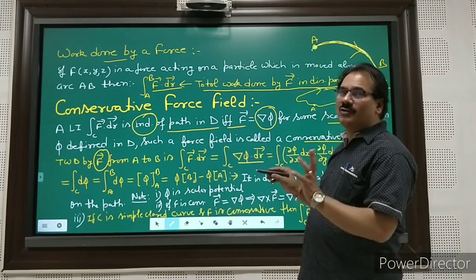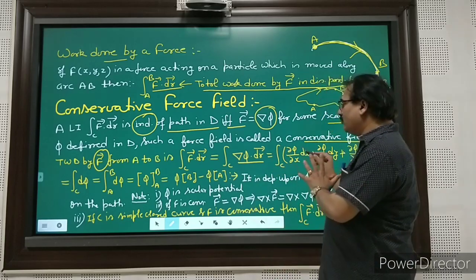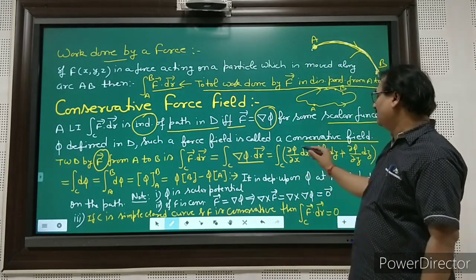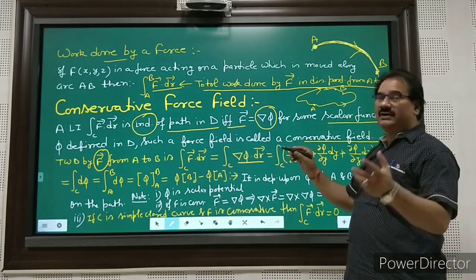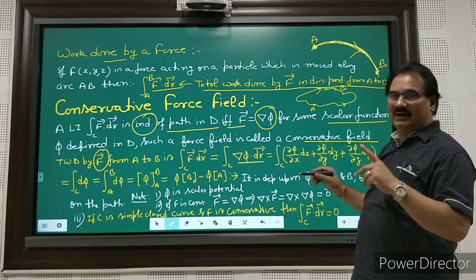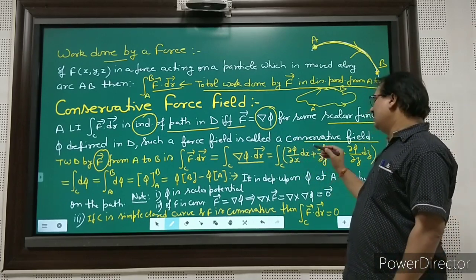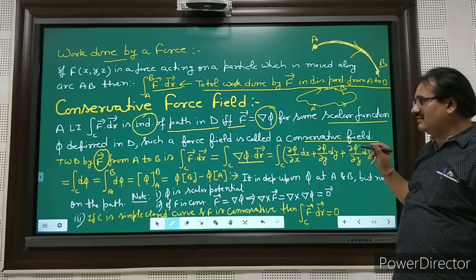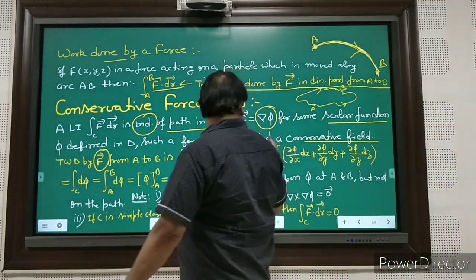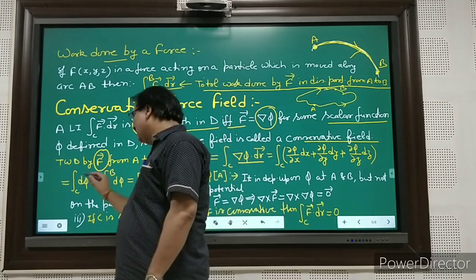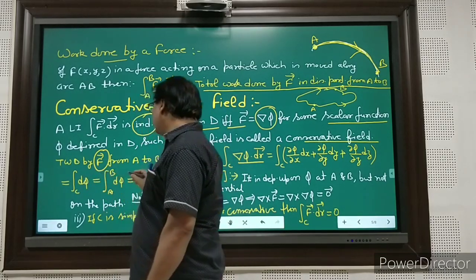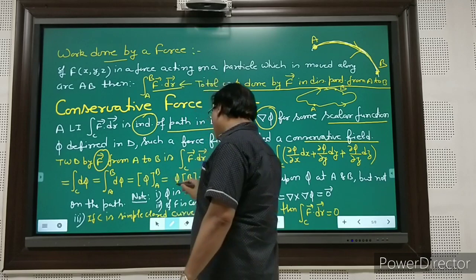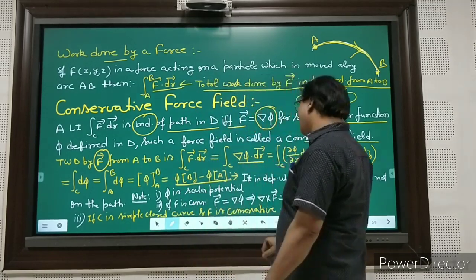And as I said, you are familiar with this del. So what is the full expression of this del? Just look: del over del x, del over del y, del over del z, that is the operator. So del phi over del x dx plus del phi over del y dy plus del phi over del z dz. Now this whole thing you can write like this: this is d phi, and under integration from A to B you can write phi B minus phi A.